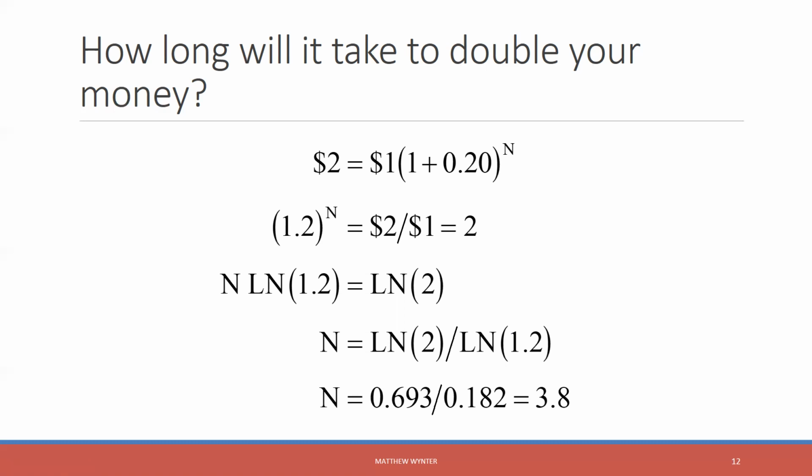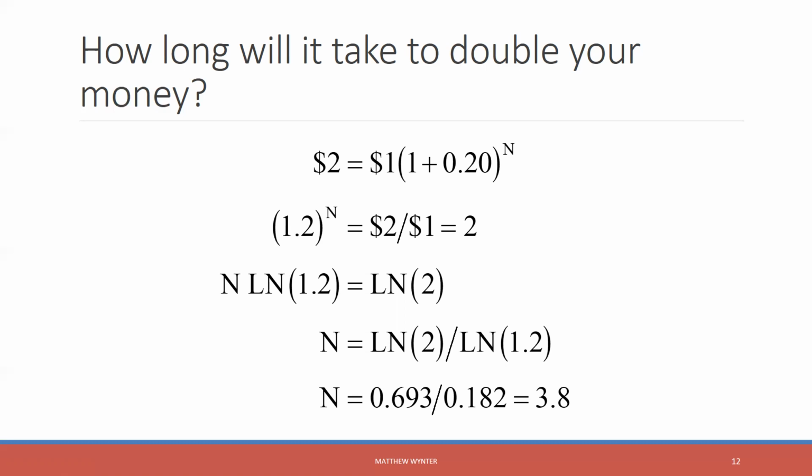Now, the thing that we're interested in is n. We're trying to solve for the time periods, how long it's going to take for us to double our money. So in order to get our n from being in our exponent to something that we can actually solve for, we're going to take the natural log of both sides.